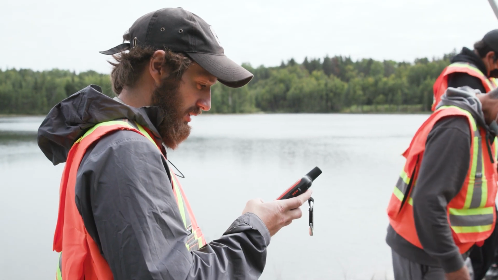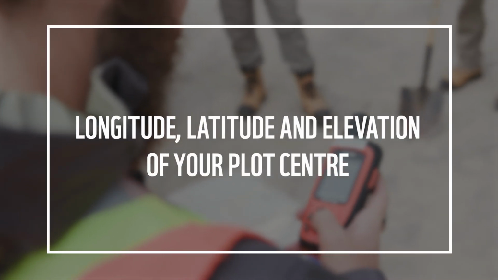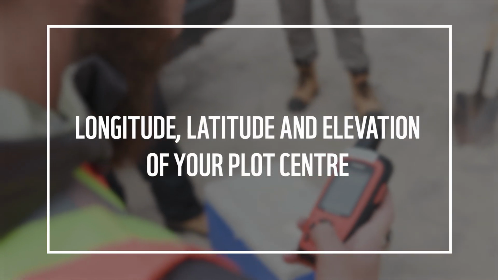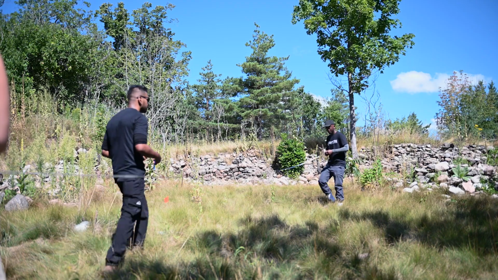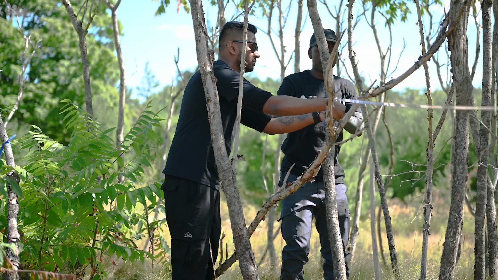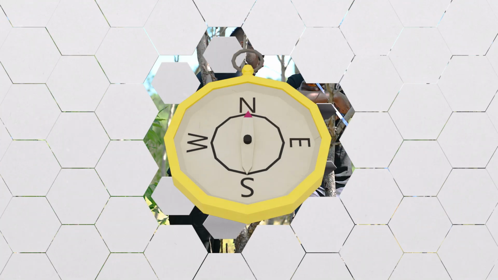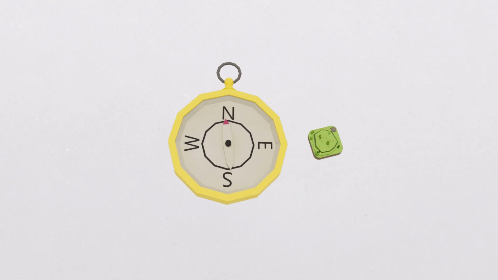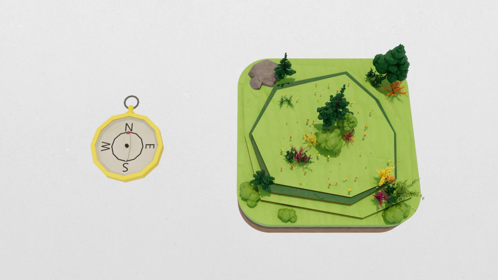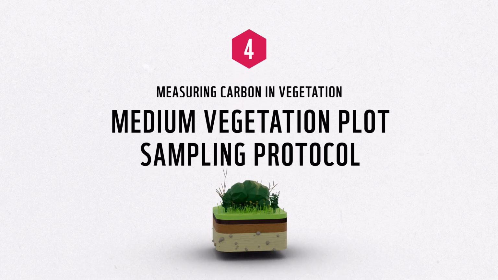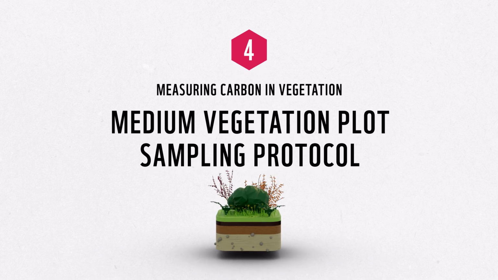For all plots, measure GPS coordinates, including longitude, latitude, and elevation of the plot center. Record these measurements in your notebook. Next, you'll need to map out the border of your plots using a measuring tape. If a compass is available, align the width of the plot along the east-west axis and align the length of the plot along the north-south axis. With the plots mapped out, you can now conduct surveys.